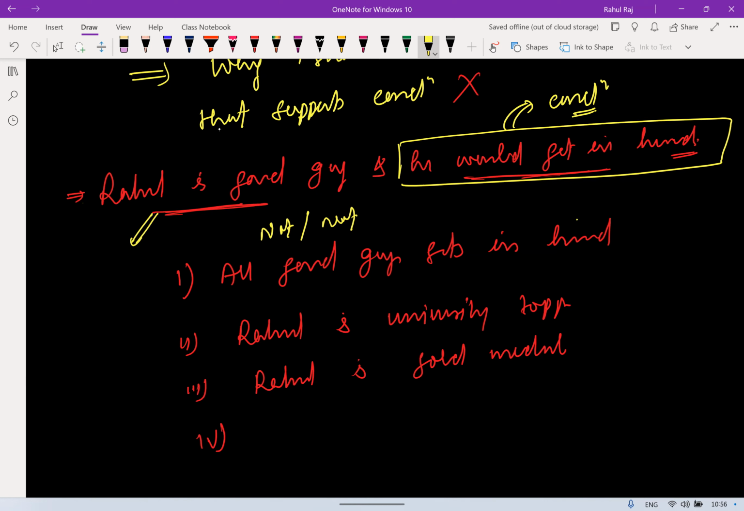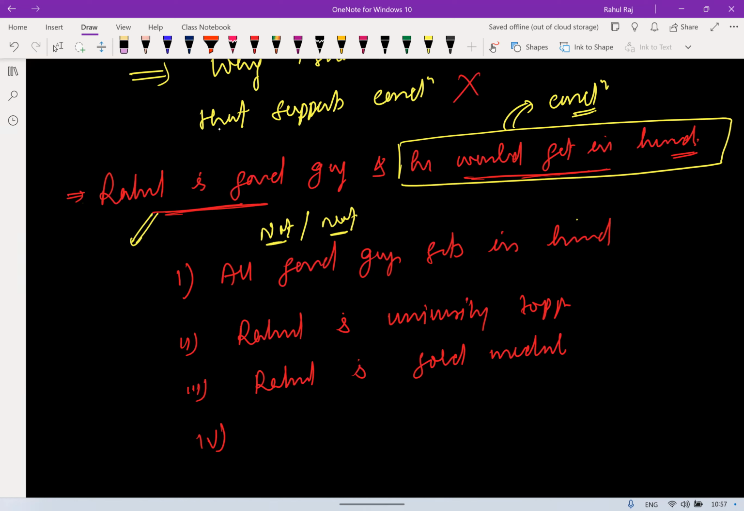The negation of this could be Rahul is not a good guy. The negation can never be Rahul is a bad guy. That's wrong. When you say Rahul is not a good guy, the meaning can also be he is the most brilliant guy you have ever met in your life, and the meaning could also be he is the dumbest guy that you ever met in your life. So negation doesn't mean you negate it by saying that Rahul is a bad guy. No, that's wrong.